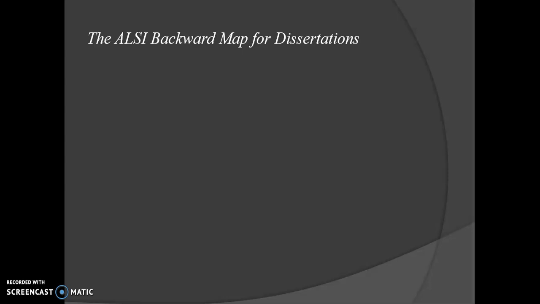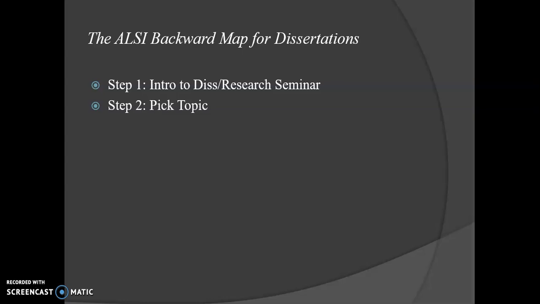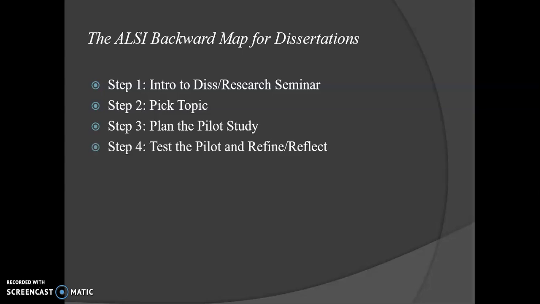So how do we get there? The first thing then would be to take this very class, this Intro to Research seminar. Then we'll pick us a topic for our dissertation, what is worthy of pursuit. Then we'll plan a pilot study, which lets us make all the mistakes that we want to make before we go live for real. The next step is to test that pilot, of course, lean into all the errors and mistakes and mishaps. We refine and reflect so that we have an even better, faster, stronger project to launch when we go for real.